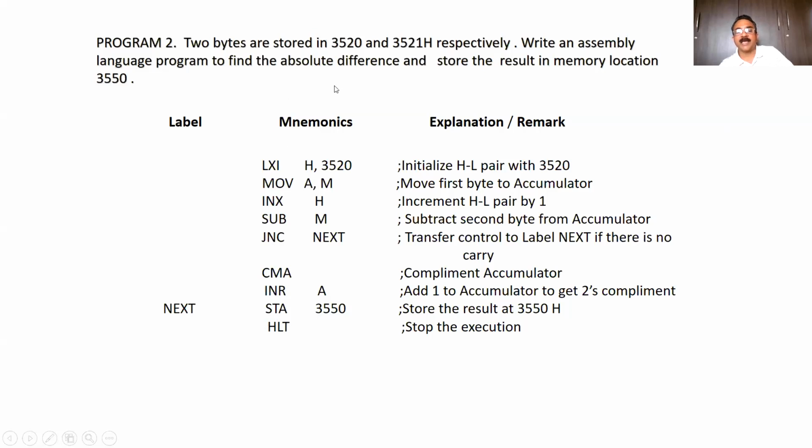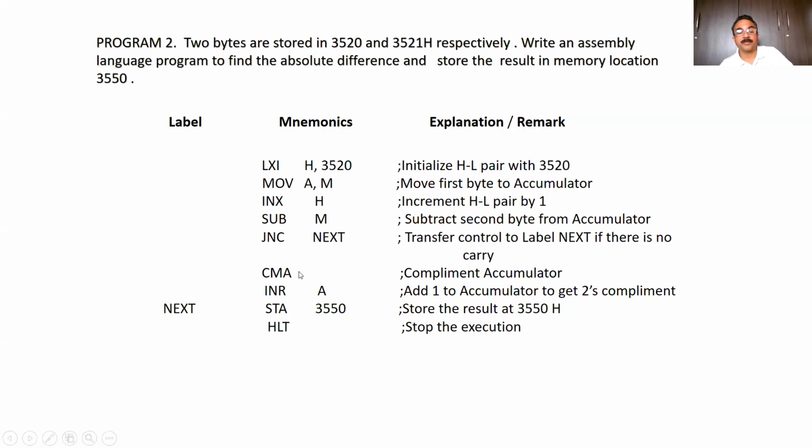As I said, absolute difference is a simple subtraction program. And if your answer is positive, then you can directly store the result. That is a positive answer. But if your answer is negative, if you are subtracting 5 from 3, then in that case, you will have to take the 2's complement of that answer. And for that, we use the instruction CMA, complement the contents of accumulator. Your answer is always in the accumulator, as you know. So complement the contents of accumulator.